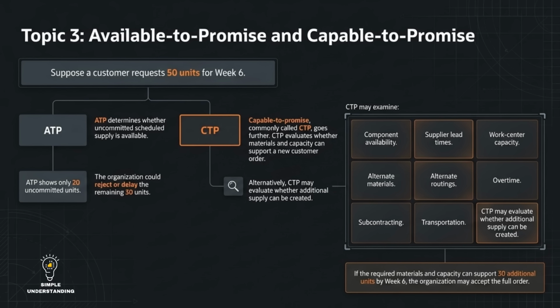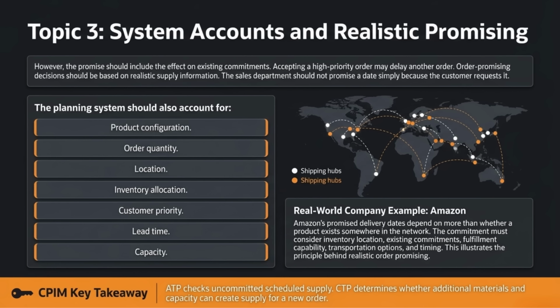If the required materials and capacity can support 30 additional units by week 6, the organization may accept the full order. However, the promise should include the effect on existing commitments. Accepting a high-priority order may delay another order. Order promising decisions should be based on realistic supply information. The sales department should not promise a date simply because the customer requests it. The system should also account for product configuration, order quantity, location, inventory allocation, customer priority, lead time, capacity.